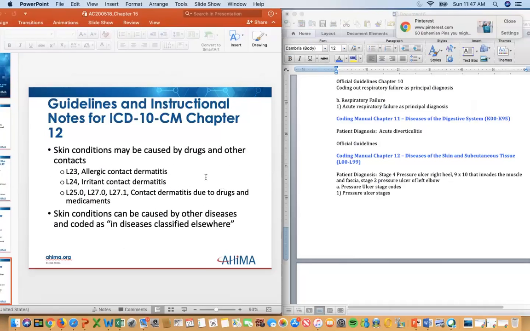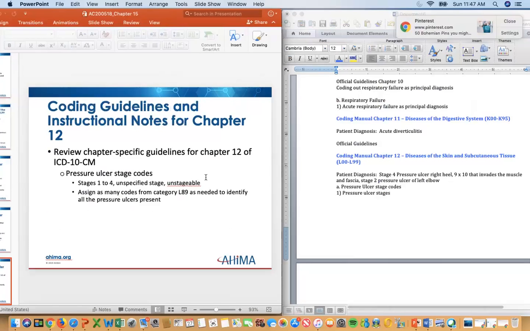Skin conditions may be caused by drugs. So again, we know that that's allergic contact dermatitis. We talk about pressure ulcers, and as we go along, the one that I've chosen to code out as a patient diagnosis: we have a stage 4 pressure ulcer, right heel, 9/10, that invades the muscle and fascia.